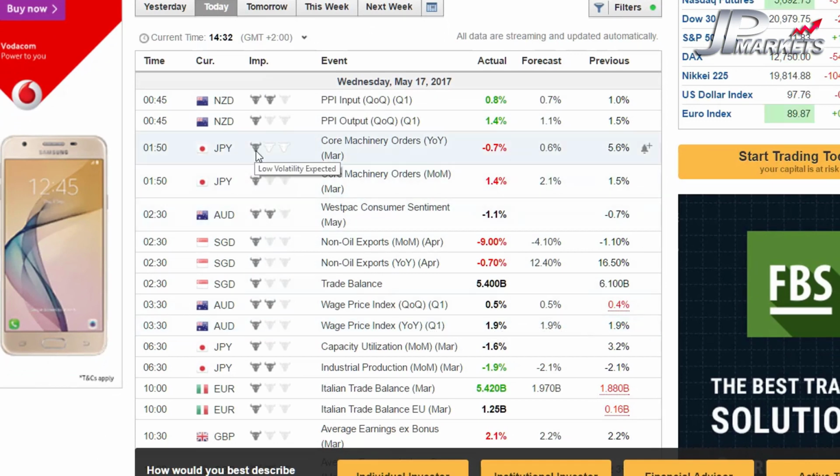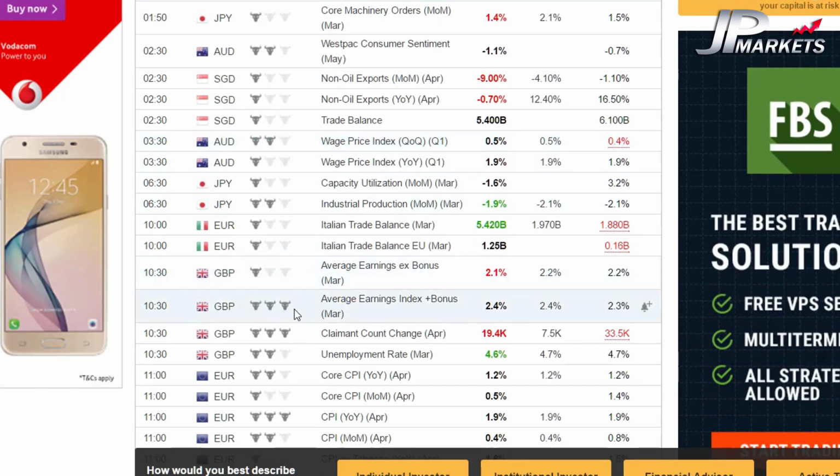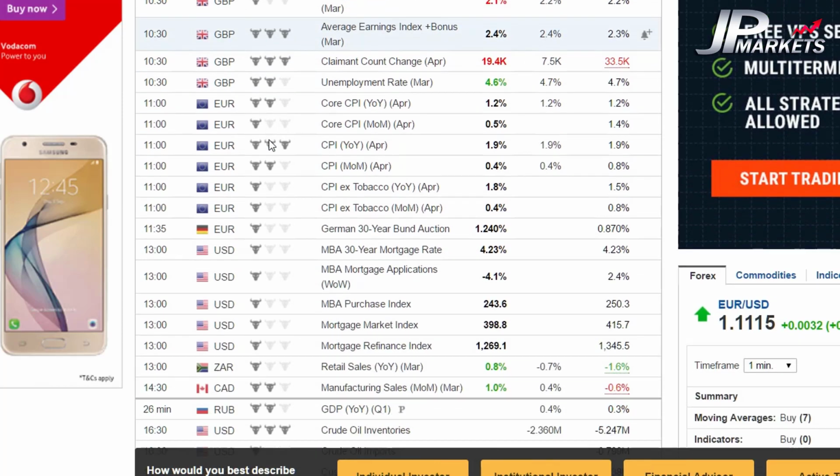So if we see something that has one bull, it says low volatility expected, which means we wouldn't really see this news event as moving the markets very much. When we look at something like this, where we have 3 bulls, then we could expect this to move the markets a lot. We have high volatility expected, and obviously in between we have 2 bulls, which is moderate volatility. So what you can do each morning, before you even start trading, is you have a look at the news and see what major events are coming out.